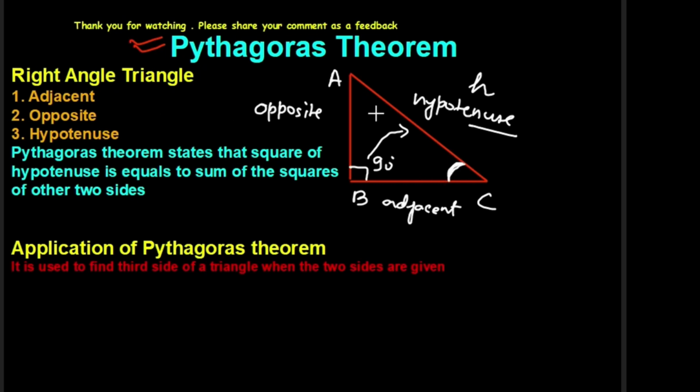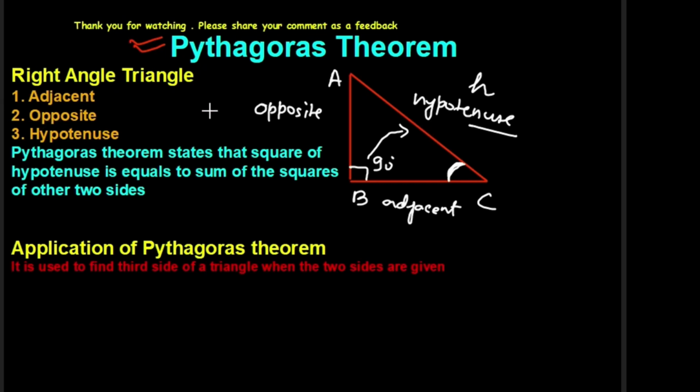Adjacent is always adjacent to the angle. If in another question I take angle A, in that scenario adjacent will be AB, and opposite to the angle A will be BC. So this way we can change the adjacent and opposite as per the question. The hypotenuse is always opposite to the 90.